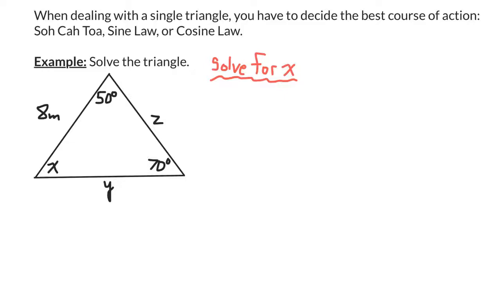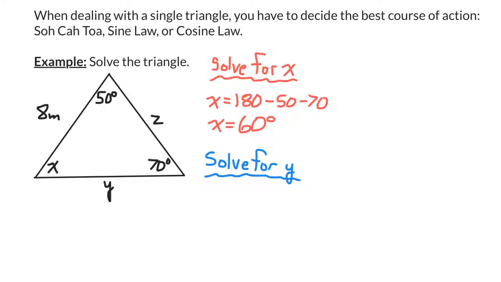For this problem, I'm going to start with angle x. Since I know two angles, I can automatically figure out what x is because all three angles have to add up to 180 degrees. So if I subtract the other two angles from 180, I can find that x is 60 degrees. So now I can move on to finding y.